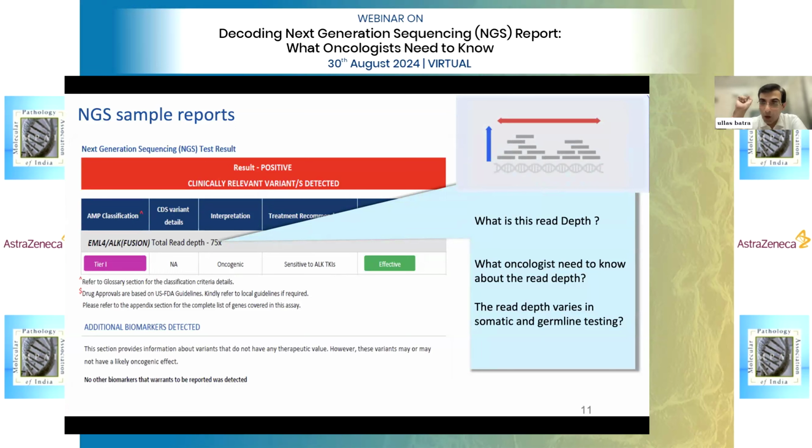So now tell me, when I look at a report, what are the minimum reads that should be there for me to say it's a good report, both in liquid biopsy and a tissue biopsy, for somatic and germline variants? Just an answer for that.